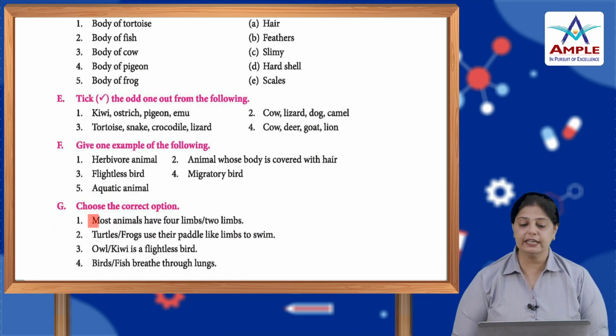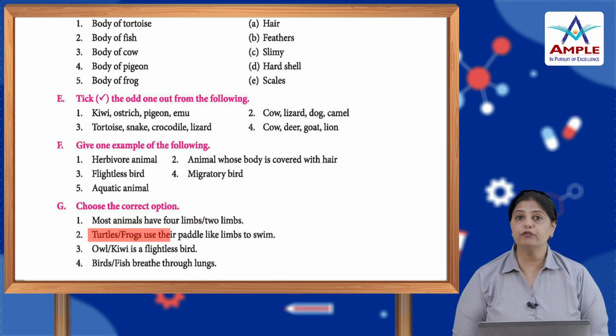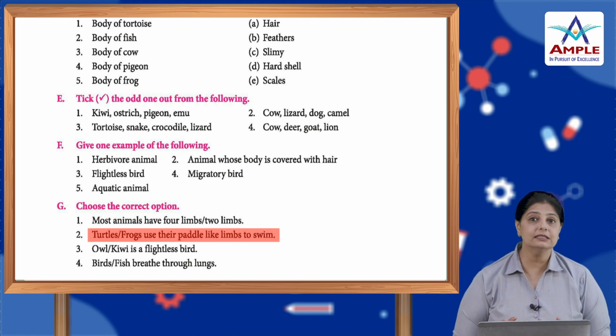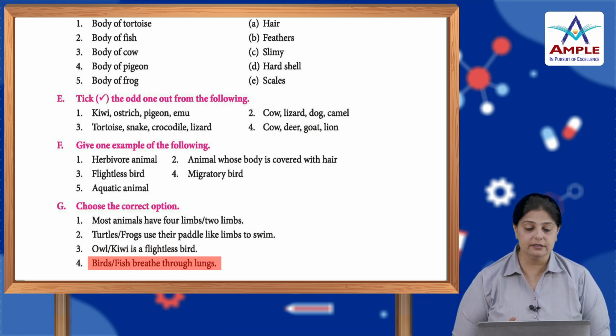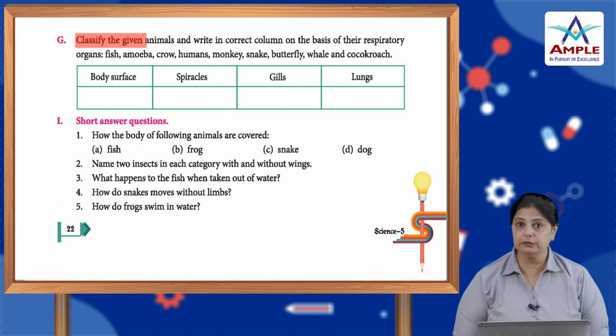Now, choose the correct option. Most animals have 4 limbs or 2 limbs. It is 4 limbs. Turtles or frogs use their paddle-like limbs to swim. It is the turtle. Owl or kiwi is a flightless bird. Kiwi. Birds or fish breathe through lungs. Birds. Now, classify the given animals and write in the correct column on the basis of their respiratory organs.